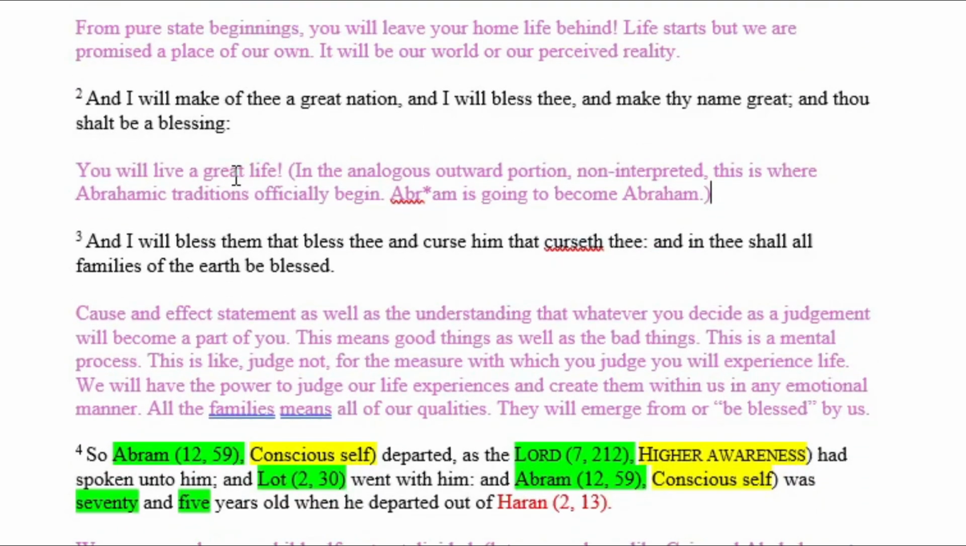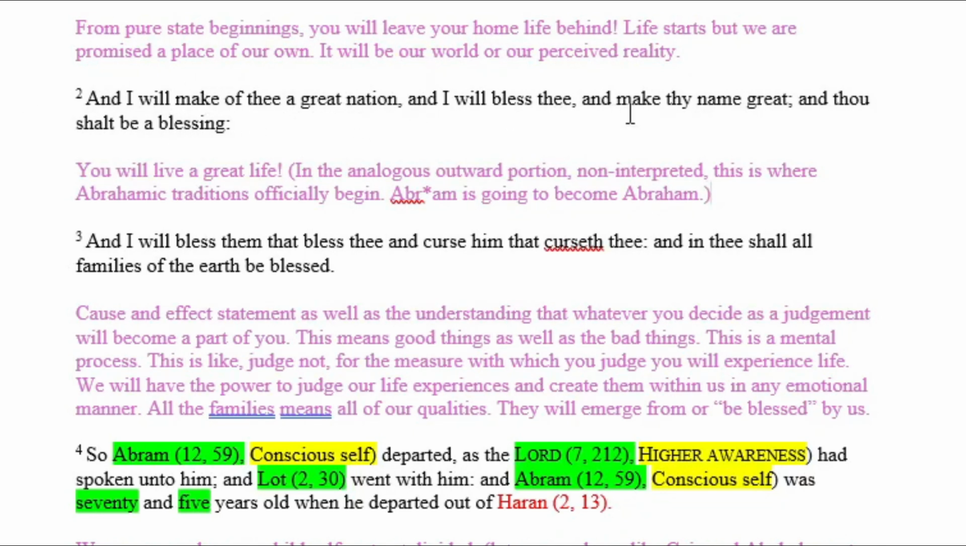I wrote that, I rephrased it like this. From pure state beginnings, you will leave your home life behind. Life starts, but we are promised a place of our own. It will be our world, or our perceived reality. That's how the story is going to be. The world, all of it plays out in the mind. So all of this, we have to learn to transition that there.